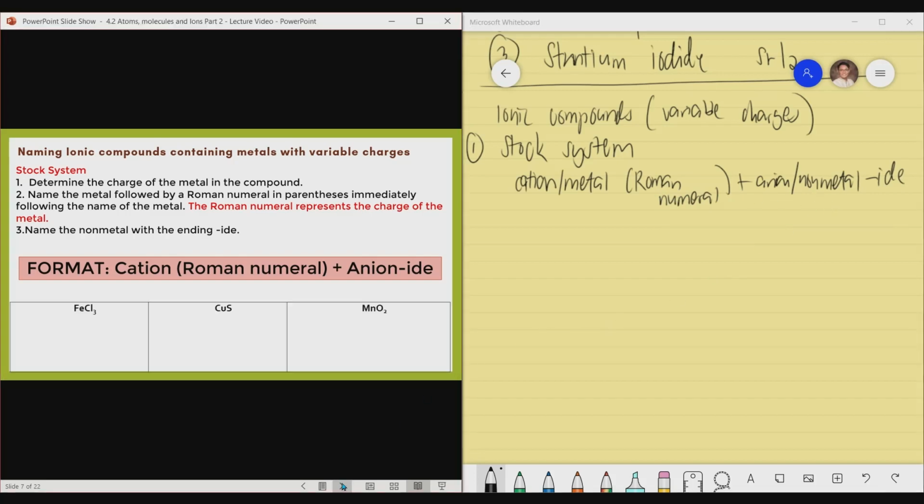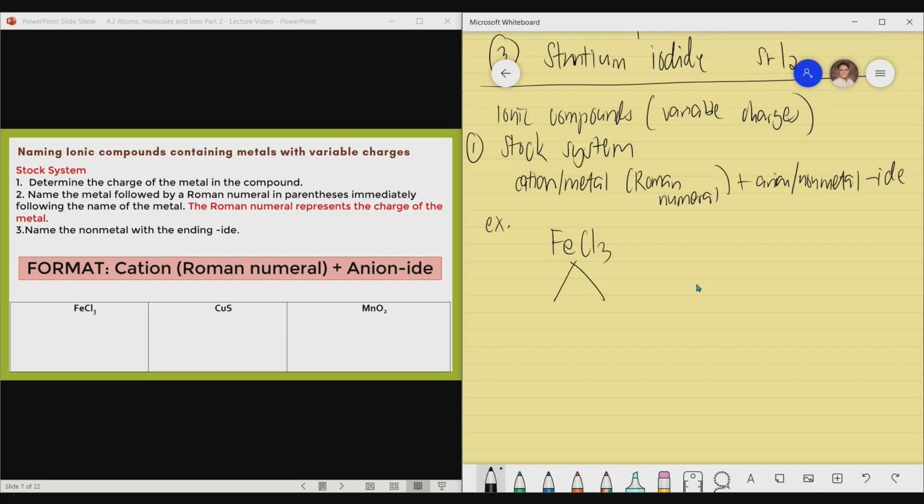Let me give you an example. Let us name FeCl3. Now to name FeCl3, we need to deduce, again, the first step: determine the charge of the metal. Now, how do we do that? We simply deduce, or simply identify the charge. So we can actually deduce it by using this one.